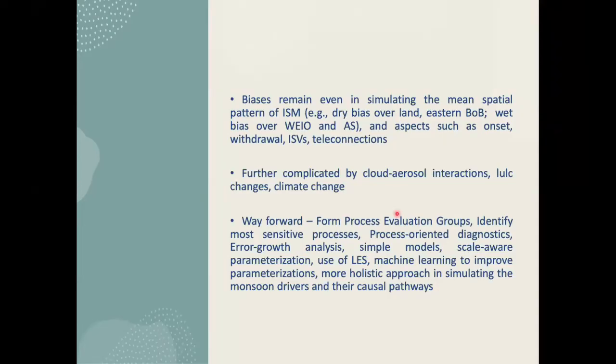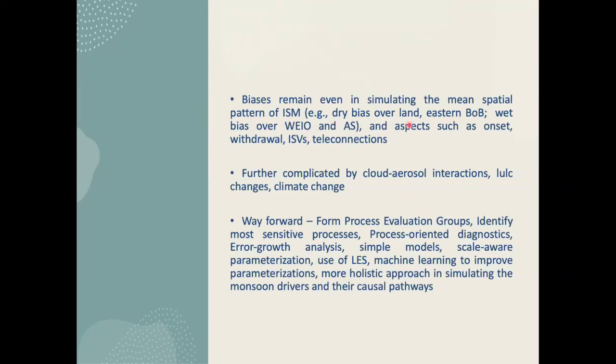So with this, I'll summarize. Of course, I have not talked about teleconnections. I have not talked about intraseasonal variations, for example the impacts of how MJO simulation affects things. So there are various other things we have looked at. For brevity, I'll not show other things. But to summarize, I would say that biases remain even in simulating the mean spatial pattern of the Indian summer monsoon.